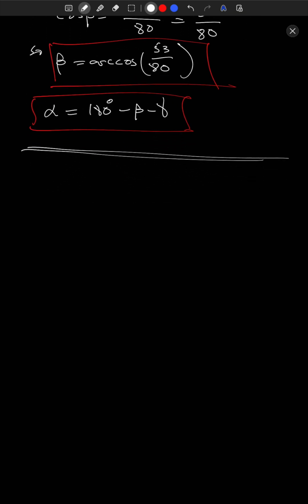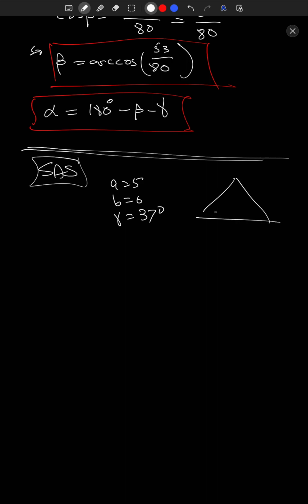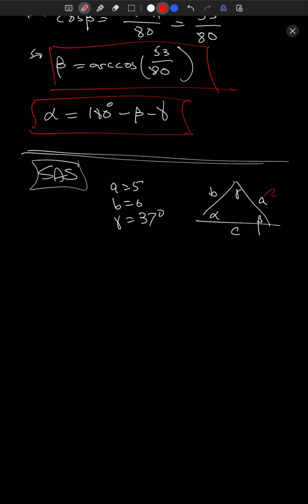Okay, and for an SAS numerical example, let's say A equals 5, B equals 6, gamma equals 37 degrees, right? So alpha A, beta B, gamma C, we would know A, B, and gamma, all right? Sorry, this is a 6 here. It looks like a 0.